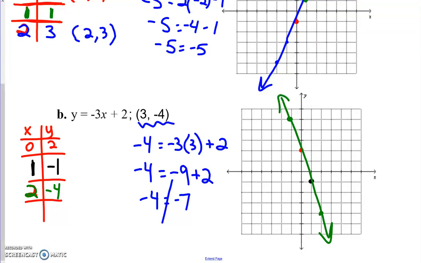Those are all solutions. Now they wanted me to check. Is this a solution? I substituted, they're not equal, so no, that's not a solution. In fact, 3, negative 4 doesn't fit on this line. That's another way to know. Walk 3, 1, 2, 3. Climb negative 4, 1, 2, 3, 4.